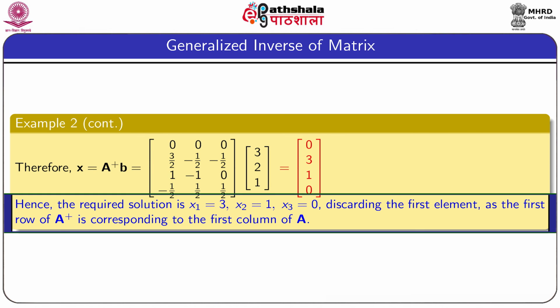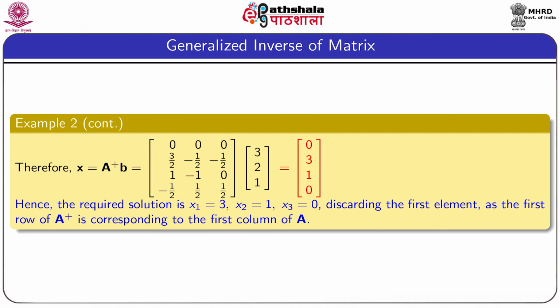Hence, the required solution of the given system of equations is x1 equal to 3, x2 equal to 1, x3 equal to 0. Note that the first element of this column vector is discarded because the first row of A plus is corresponding to the first column of the matrix A. So, this is the final solution, and this solution is obtained with the help of Moore-Penrose inverse of a matrix.